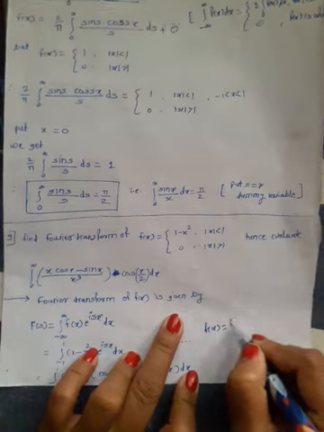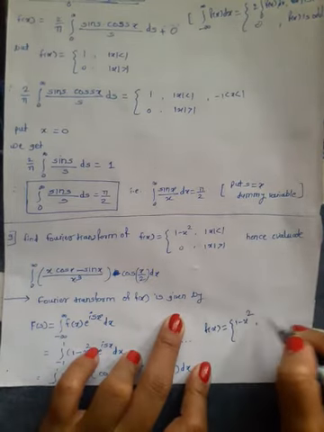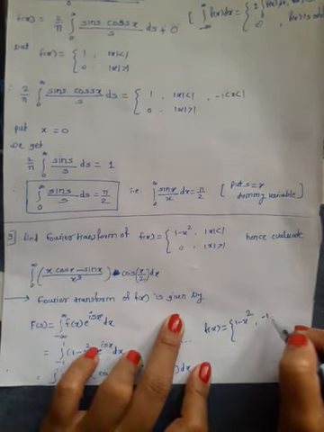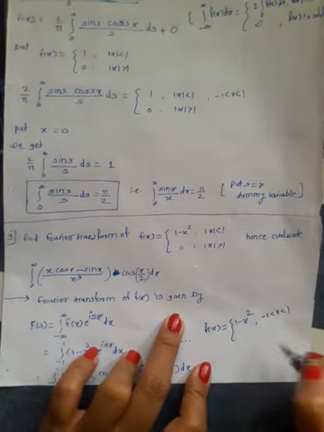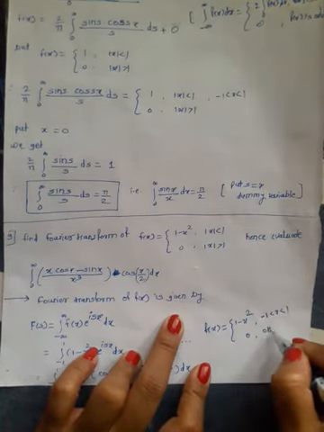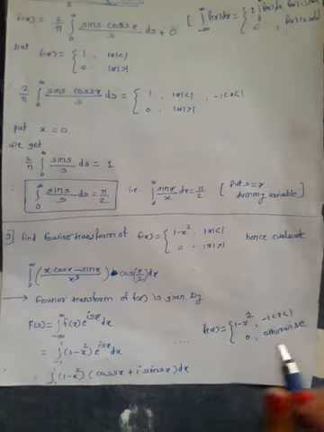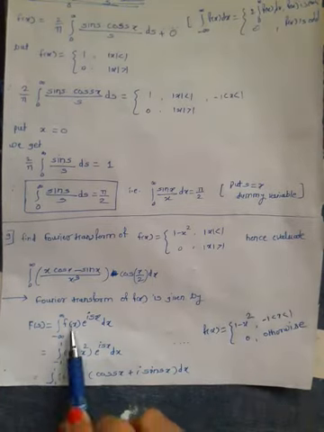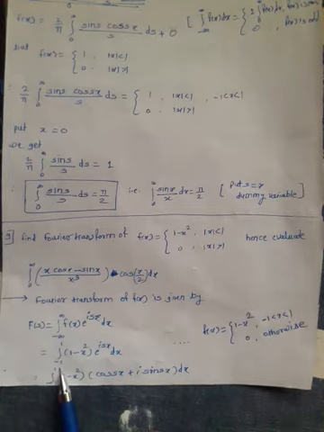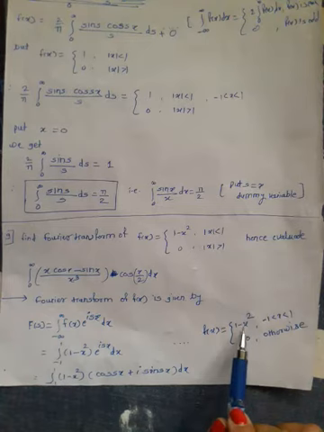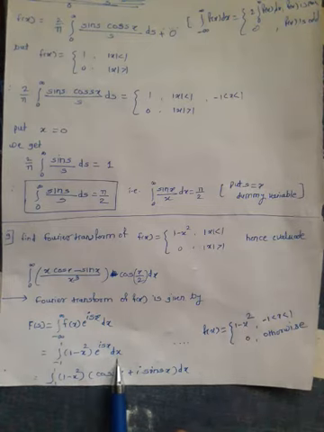f(x) is 1 minus x square for mod x less than 1, means minus 1 less than x less than 1, and it is 0 otherwise. Otherwise means for the rest of all intervals. Therefore, the function lies between minus 1 to 1. The integration becomes minus 1 to 1. The function value is 1 minus x square e raised to isx dx.